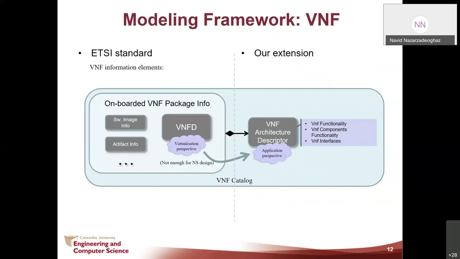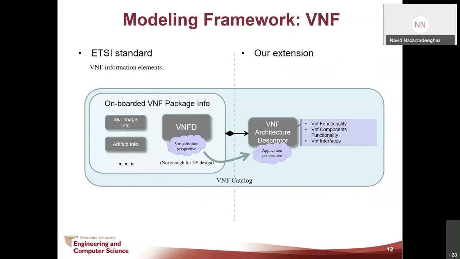Here, quickly, I discuss the VNF, virtual network function, information models as well. So VNFs are standardized by ETSI, and they provide the meta model for those information elements, including the VNF descriptor and some other artifacts. But those all provide information from the virtualization perspective. But for NS design, we need application perspective information. So we have proposed an extension to these VNF information elements, and we call it the VNF architecture descriptor. That VNF architecture descriptor provides us with information about VNF functionality, VNF component functionalities, and VNF application interfaces. And we assume that this VNF architecture descriptor is also provided by the vendor. So we capture all this information and put it in a catalog. Next slide, please.